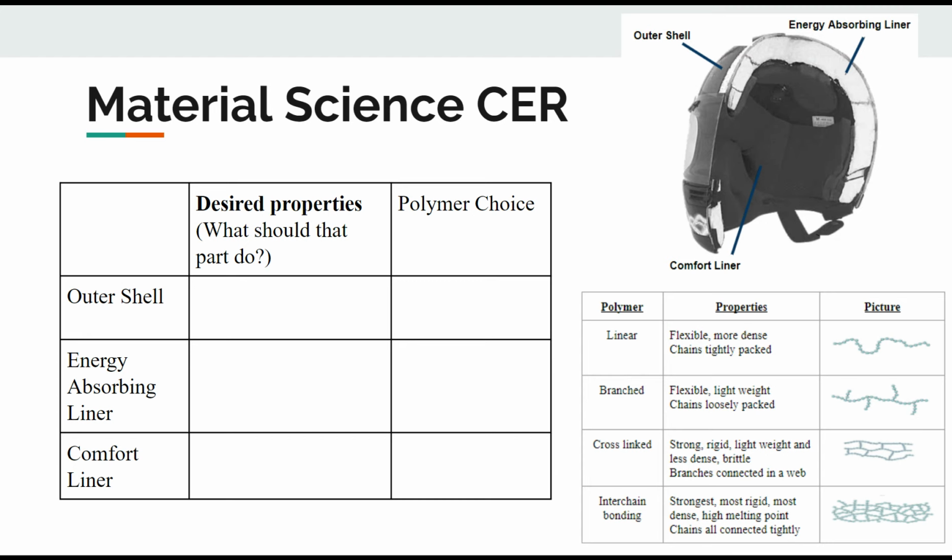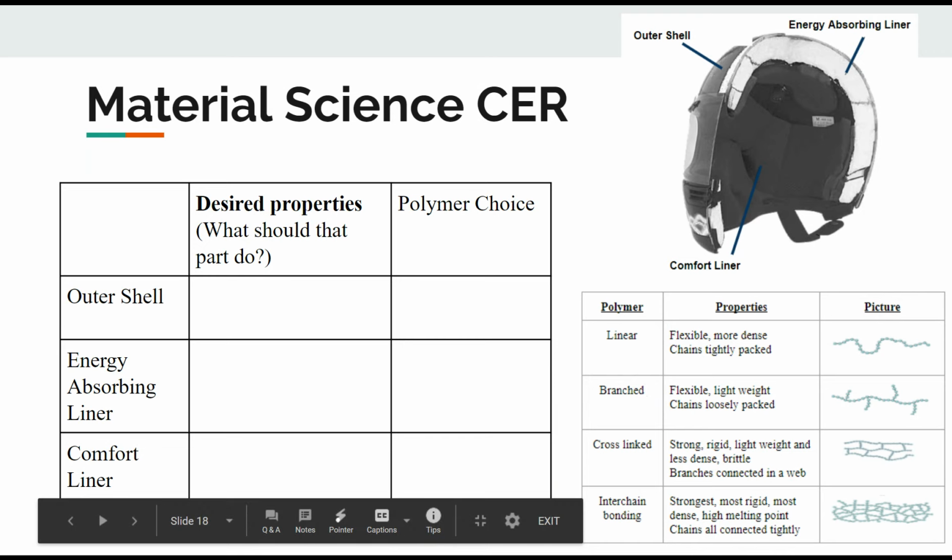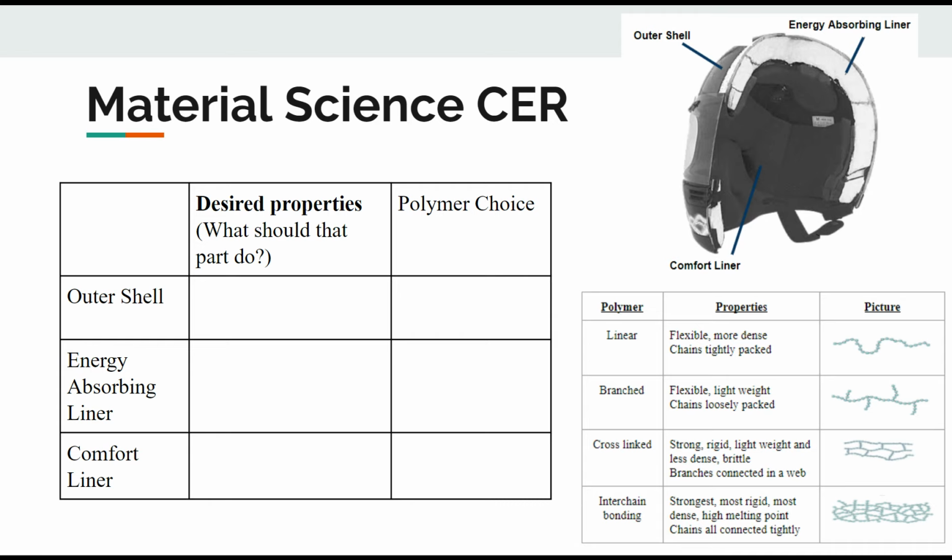All right, so what we should have now is our desired properties for each of those layers and a polymer that is chosen. That's the first big step for the CER, and it is coming to a decision about which polymer you think is best based on the properties that it needs to have.